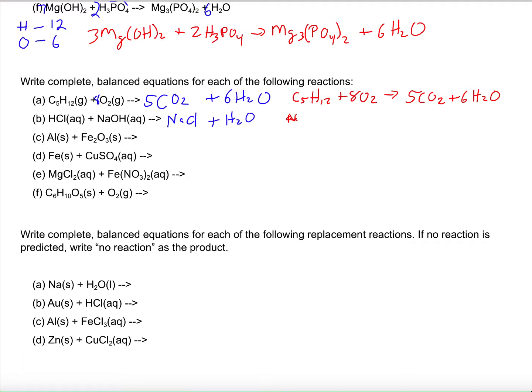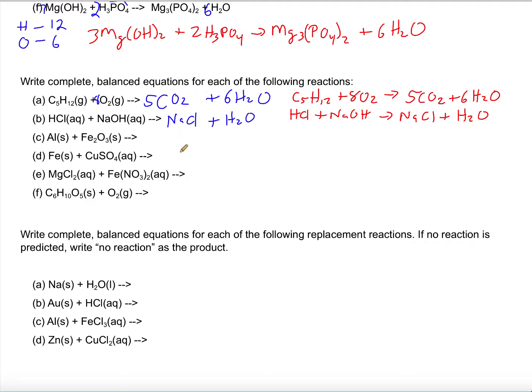So what it comes out to be is simply HCl plus NaOH yields NaCl plus H2O.